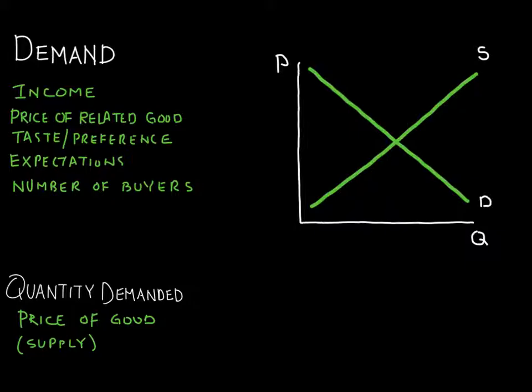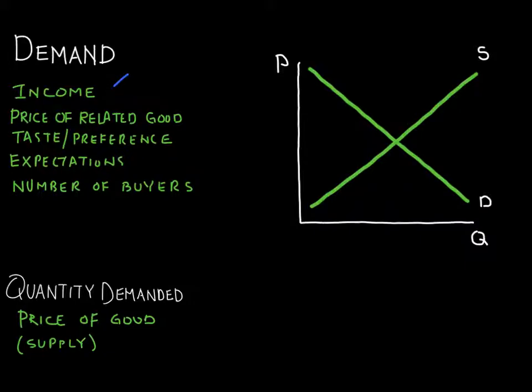There are 5, and I have written them down here. It's income, price of related goods, taste and preferences, expectations about future prices of the good itself, and the number of buyers. If we start with income first, it turns out that income actually has 2 subcategories.